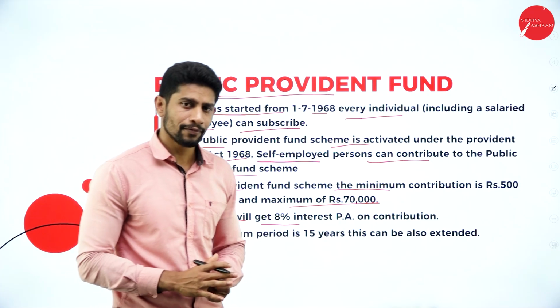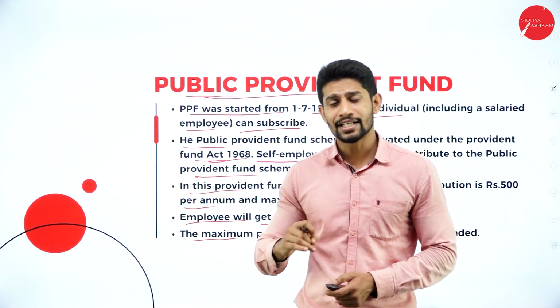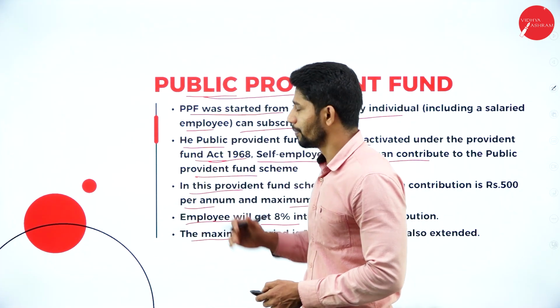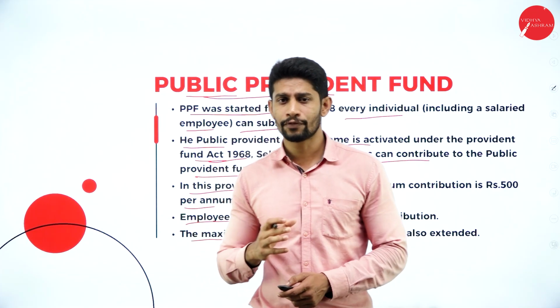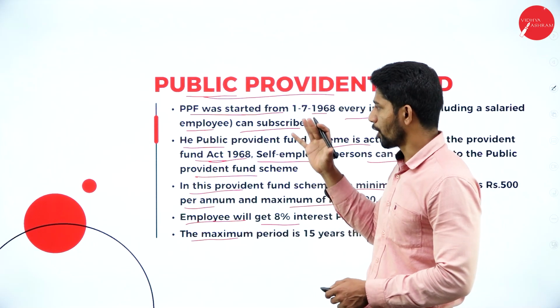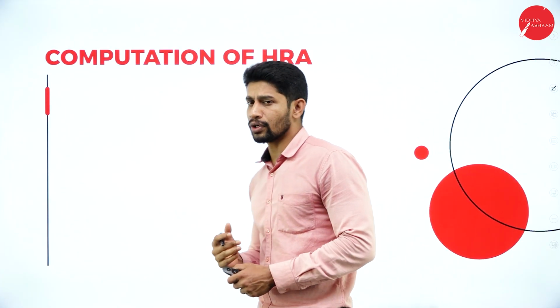So mainly we have 4 types of provident fund: statutory provident fund, recognized provident fund, unrecognized provident fund, and the last one is public provident fund. I hope all of you understood the different types of provident funds we have under the provident fund scheme in India. Next is computation of HRA.